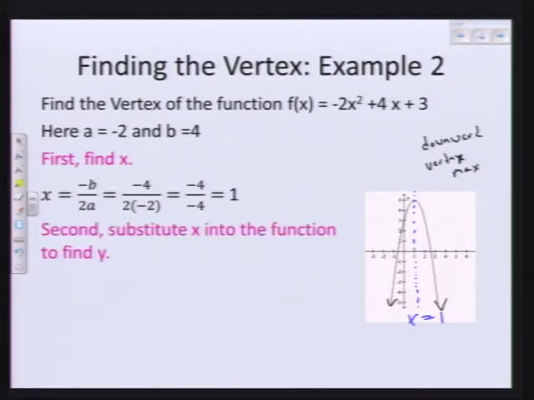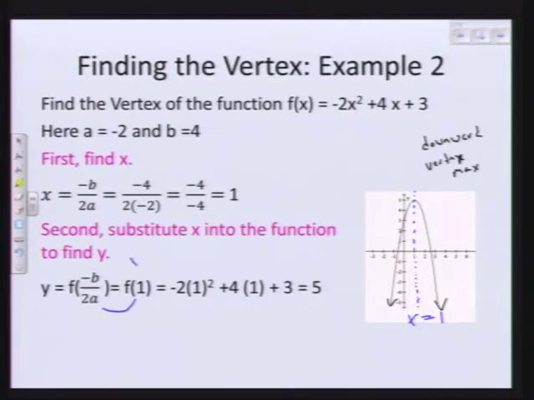We next find the y-coordinate of our function. We're going to substitute x into the function. And so once again, we have y is equal to f of minus b over 2a. Well, that came out to be equal to 1, right? So that was our x is equal to 1. And plugging that in, we get -2 times 1 squared plus 4 times 1 plus 3. All right, so that's going to give us -2 plus 4, which is +2, plus 3, which gives us 5. And so our vertex is equal to (1, 5).